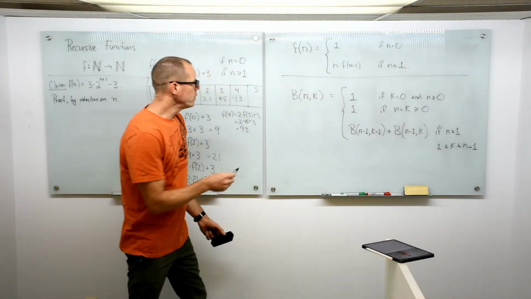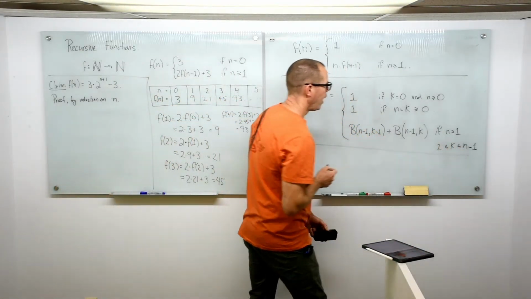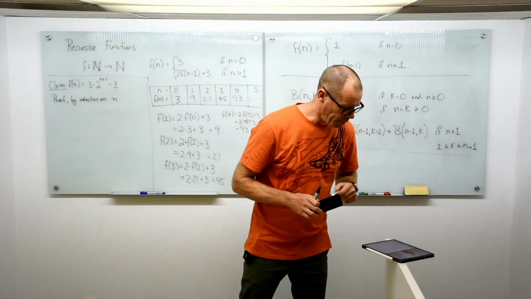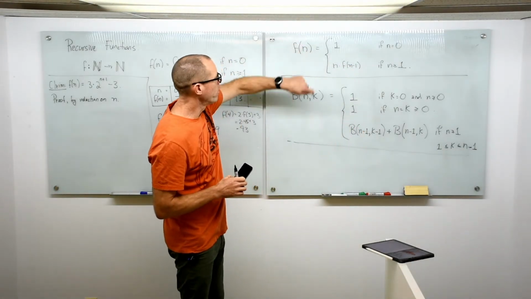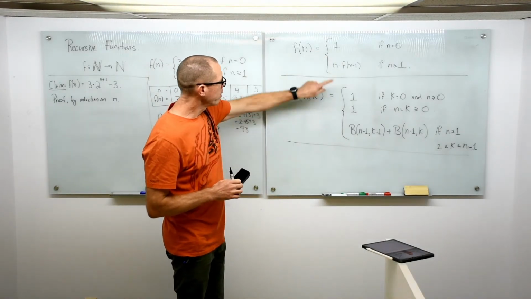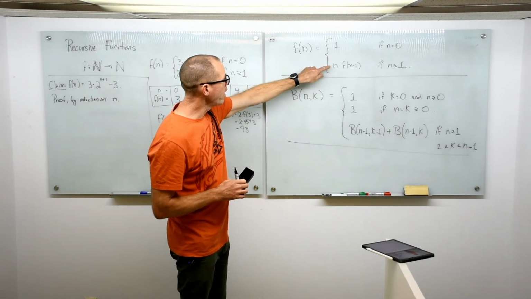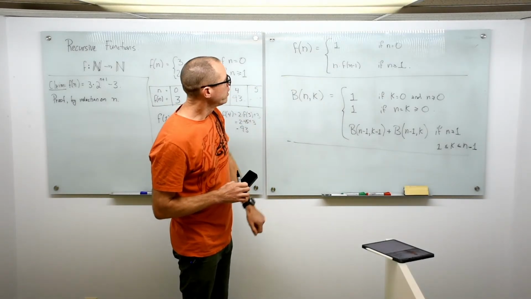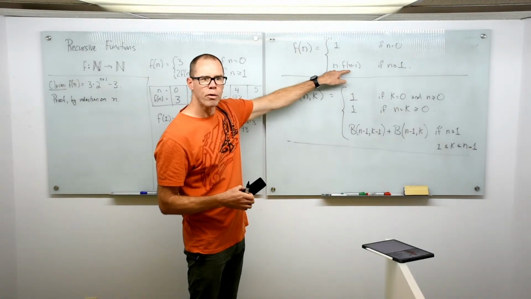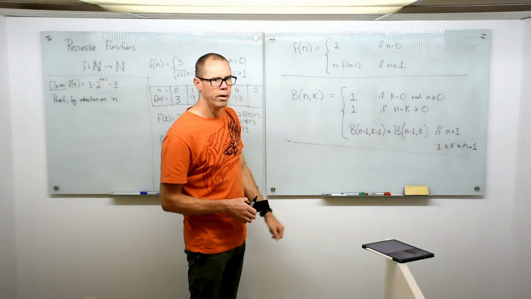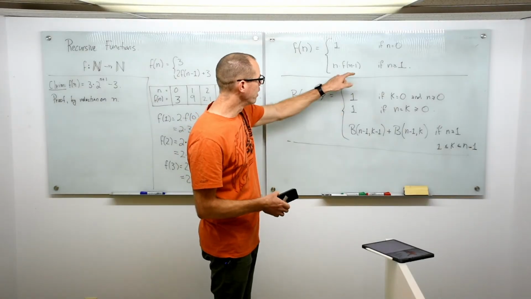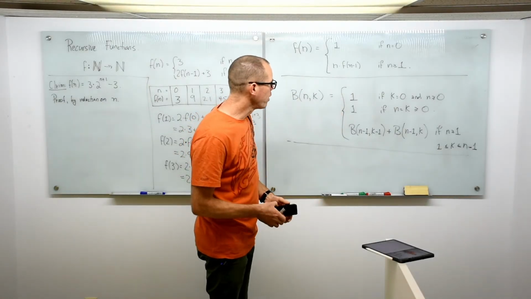Okay, so let's see if there's any guesses as to what this function is. Yeah, this is factorial, right? If I expand f of n, I get n times f of n minus 1. When I expand f of n minus 1, the first thing that I get is n minus 1 times f of n minus 2. When I expand that, the first thing I get is n minus 2 times f of n minus 3.